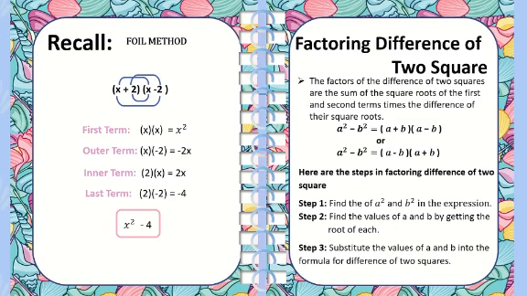Here are the steps in factoring the difference of two squares. Step 1. Find the a squared and b squared in the expression, the first and second terms. Step 2. Find the values of a and b by getting the root of each. Step 3. Substitute the values of a and b into the formula for the difference of two squares.